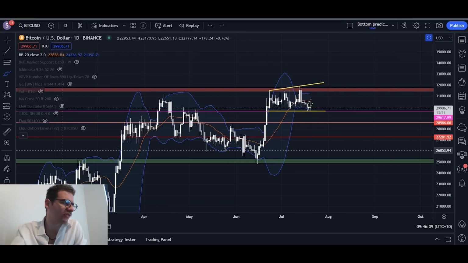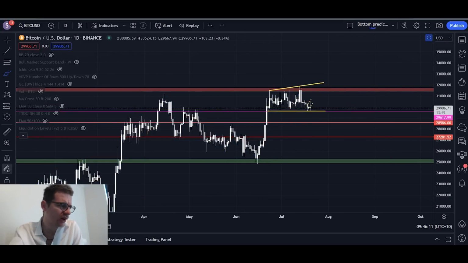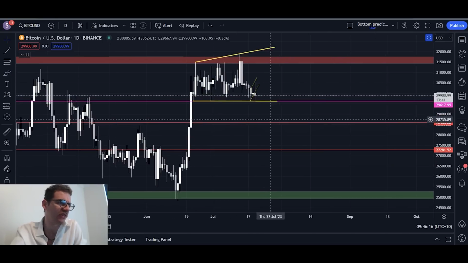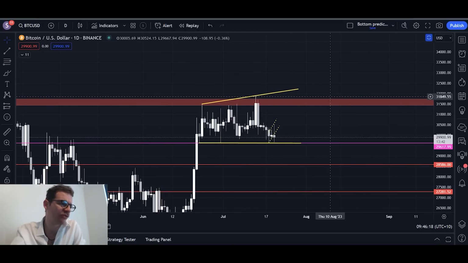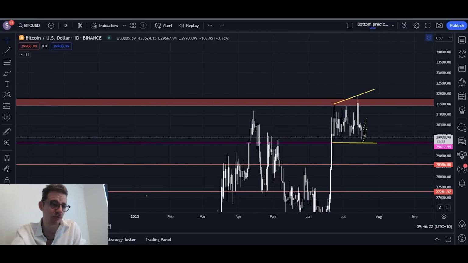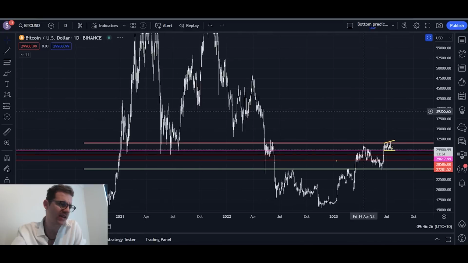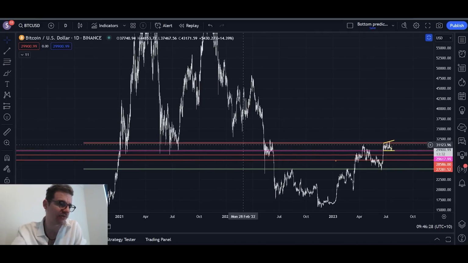So what is the structure on Bitcoin? The structure on Bitcoin, as I said just then, is an ascending, broadening wedge formation. It's where you see a horizontal support line and an uptrending resistance line. Now, this ascending broadening wedge formation is happening right below major resistance. This red rectangle we're seeing here is very major resistance on Bitcoin.